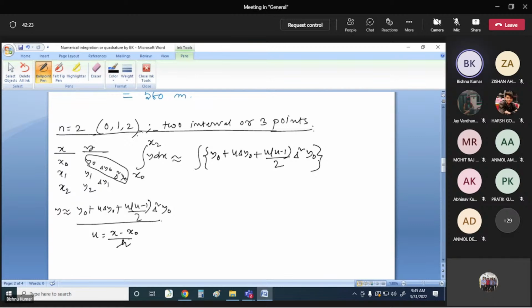Okay, so if 3 points are given to you, y0, y1 and y2, multiply outside h by 3, and inside rearrange the y ordinates as y0 plus 4 into y1 plus y2. That is the Simpson one-third rule. Simple rule.